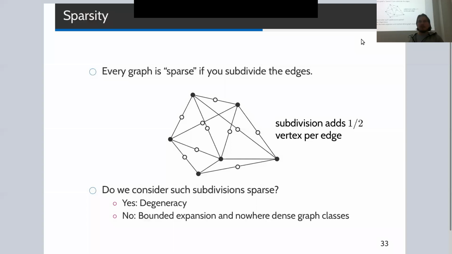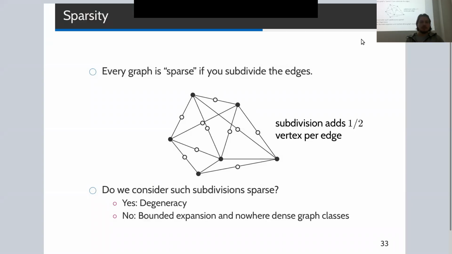So if you want to have a bit more robustness in your definitions, you will end up considering this a not sparse graph. So we will forbid this kind of cheating by subdivisions, and this will lead to the notion of bounded expansion and nowhere dense graph classes that we will introduce soon.